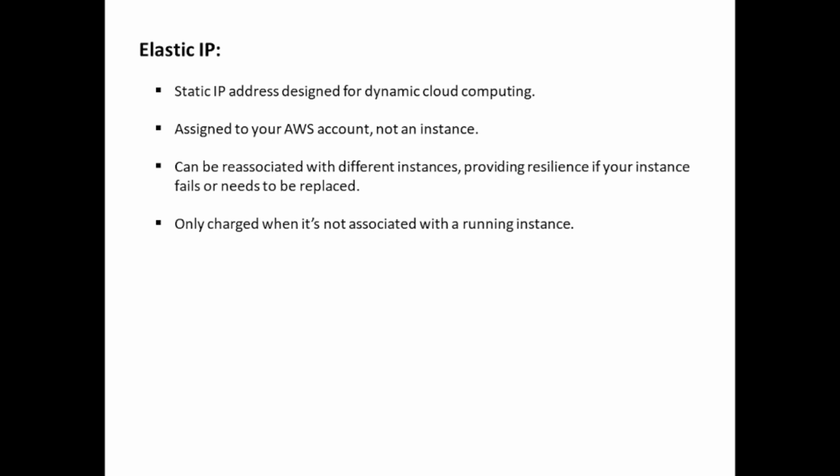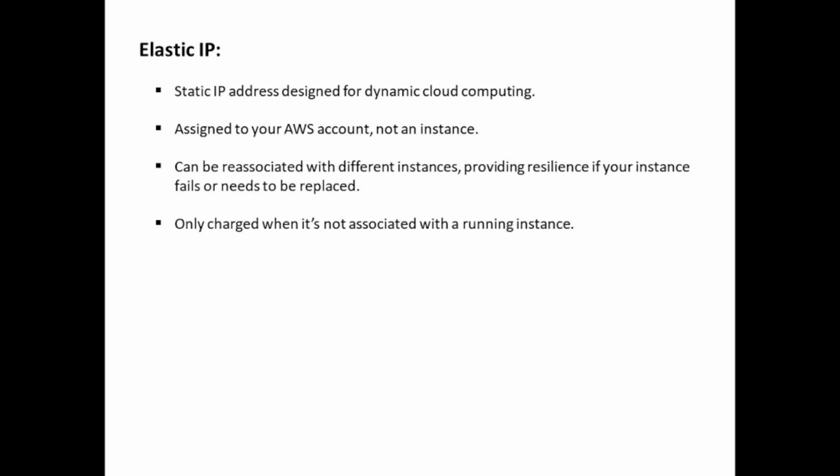Unlike regular public IPs, it's tied to your AWS account, not to a specific instance. The beauty of Elastic IP is that they can be reassociated with different instances, providing resilience if an instance fails or needs to be replaced. This makes them perfect for critical services that require uninterrupted public access.